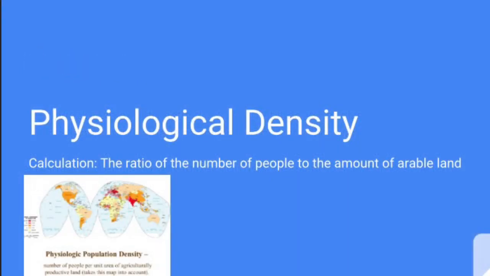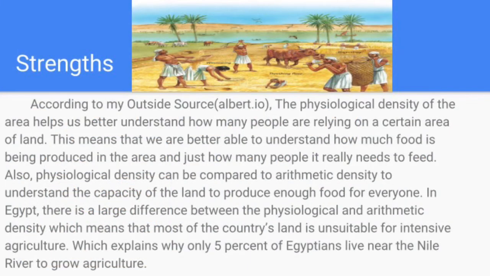The second type of population density is physiological density, and that is the ratio of the number of people to the amount of arable land. According to my outside source, which was albert.io, the physiological density of the area helps us better understand how many people are relying on a certain area of land. This means that we are better able to understand how much food is being produced in the area and just how many people it really needs to feed.